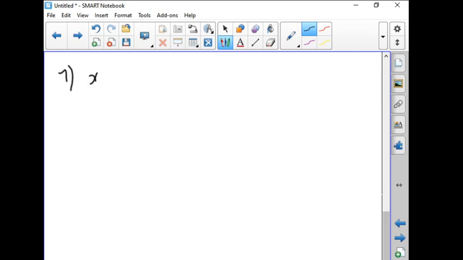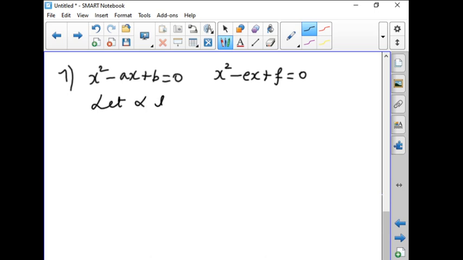So, the given two equations are x square minus AX plus B equal to 0 and x square minus EX plus F equal to 0. Both equations have a common root. So, let alpha be the common root.